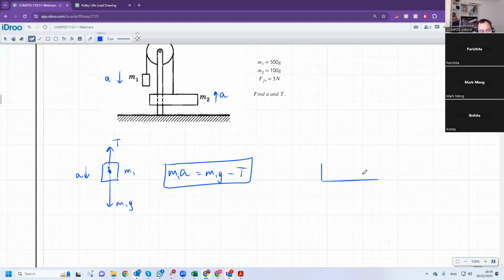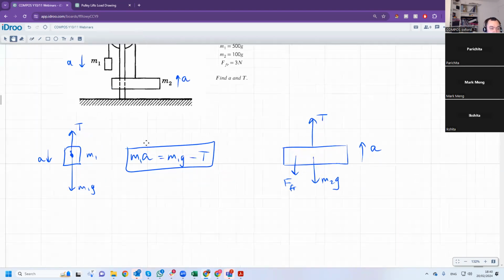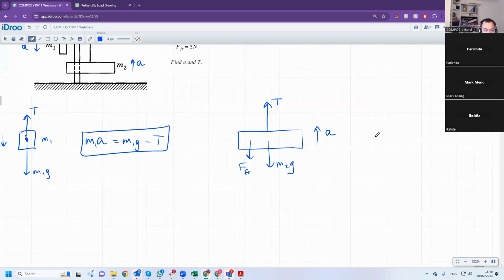Now the second mass is moving up with acceleration a, and this acceleration is caused by three forces. There's the tension, there's the gravitational force m2g, and there's a friction force, which is down because it's preventing you from moving fast. So that's F friction. We can write this down. We can say that m2a is equal to the forces that help you move forward, so T, minus the forces that prevent you from moving forward, so m2g minus F. This is the philosophy of Newton's second law.